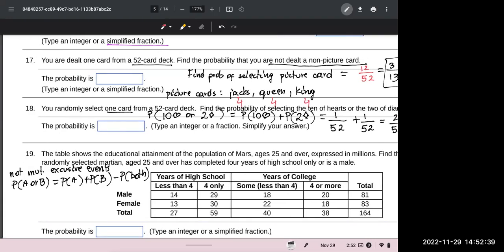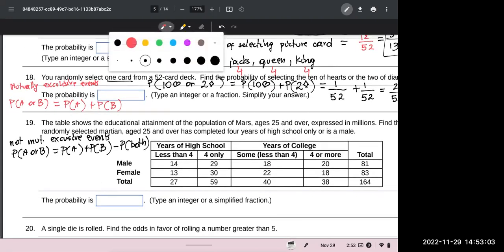So here, if you want to put the formula, that was mutually exclusive events. Probability of A or B is equal to probability of A plus probability of B. Okay. Question 19.